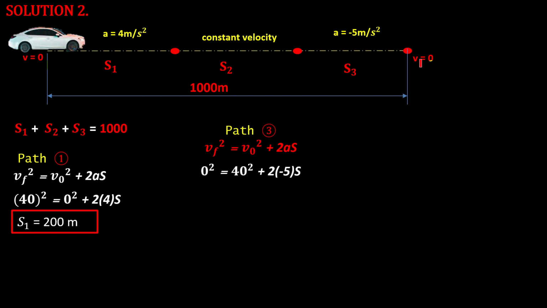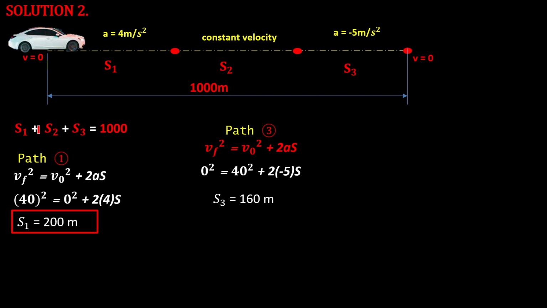So, yung kanyang final velocity is 0, kasi nag-stop yung ating automobile. So, kanyang velocity dito is 40. So, 0 squared is equal to 40 squared plus 2 times negative acceleration. So, bakit negative? Kasi deceleration. Iba yung acceleration sa deceleration. So, alam niyo na yun. So, calculating, S3 is 160 meters.